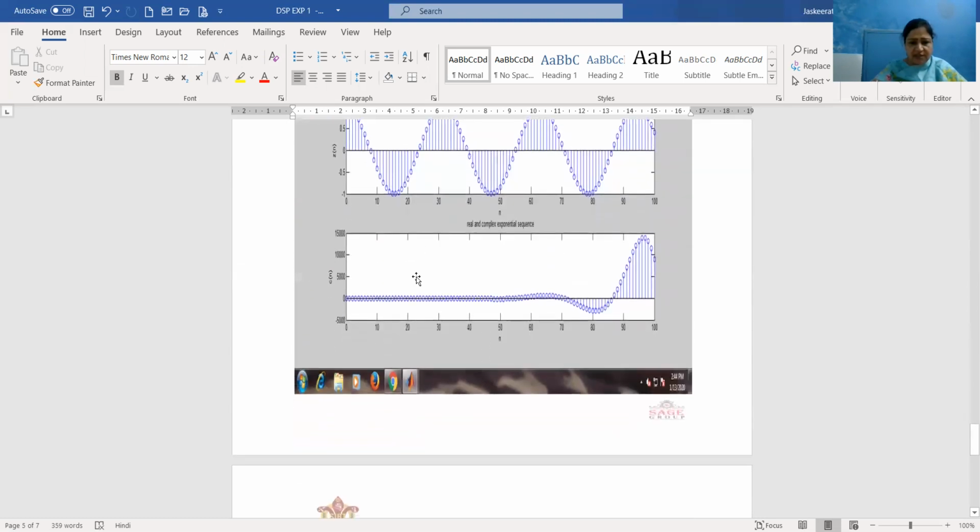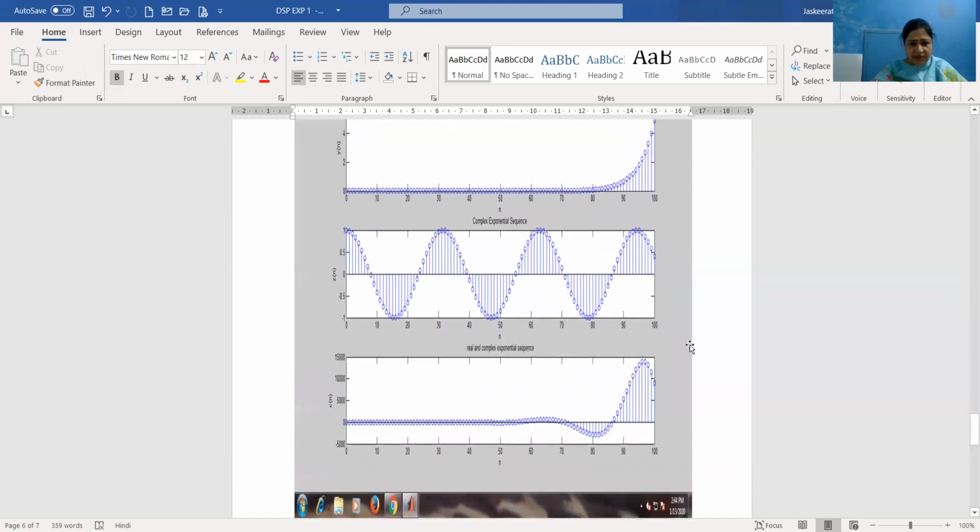Now we can see the third graph also. Here we have x label n, y label cn, and the title is real and complex exponential sequence. Now this is the plotting of the waveform. Since it is a combination of real exponential sequence as well as complex exponential sequence, the sequence is not periodic in nature, rather it is non-periodic in nature.